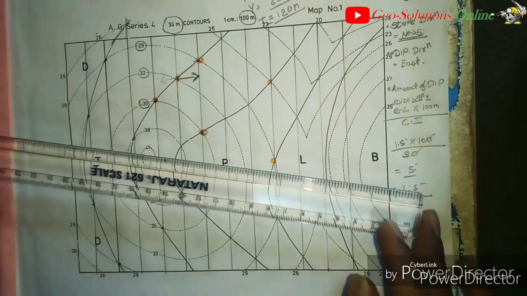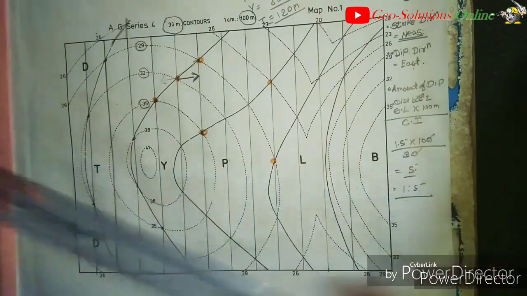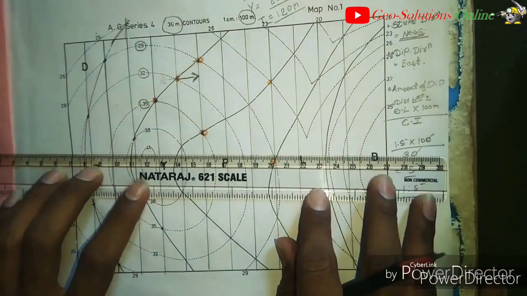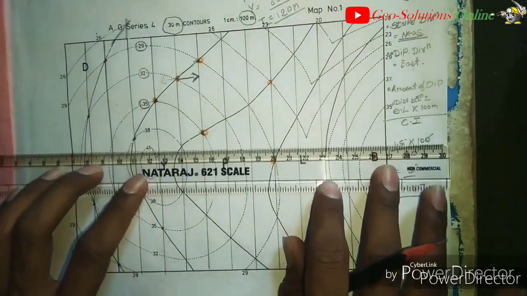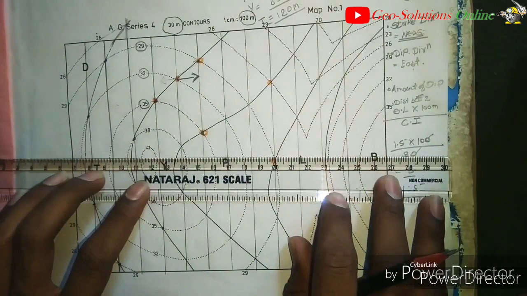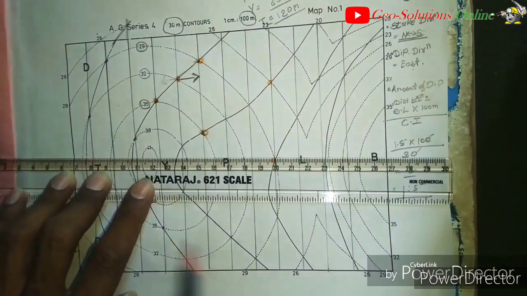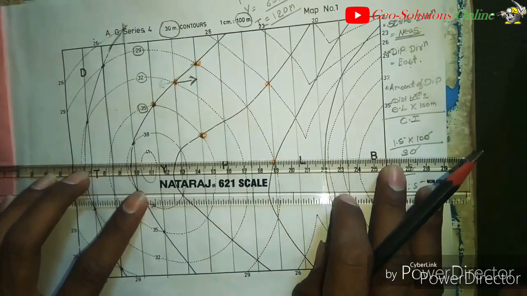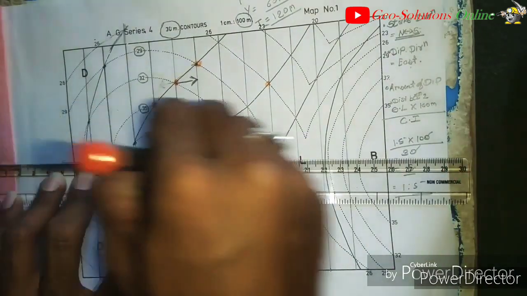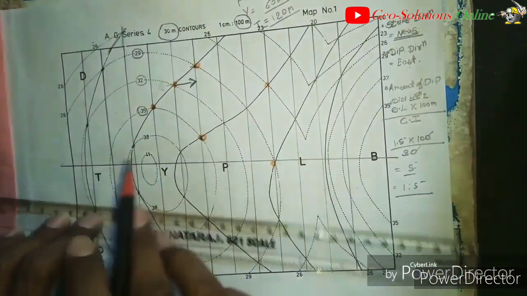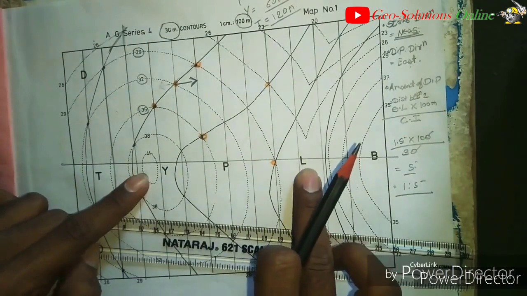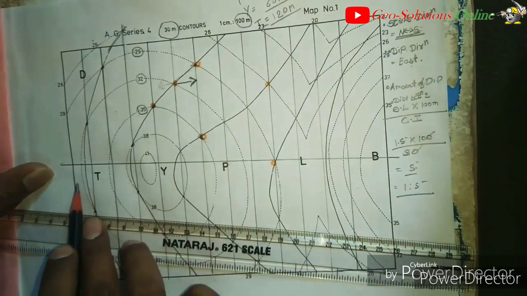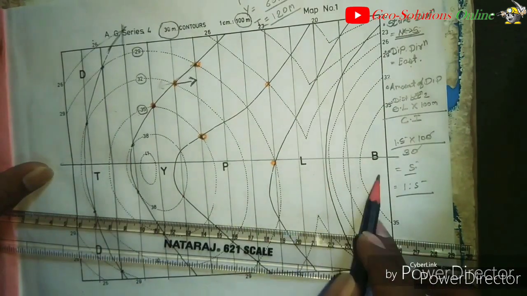Our next procedure for this map is to draw an axis, that is axis XY, to plot the section. I will draw the axis XY in such a way that it will cover all the geographical features on this map. I will draw the axis from here. It will cover an isolated hill, a saddle, another isolated hill, and all the beds: bed D, bed T, bed Y, bed P, bed L, and bed B.